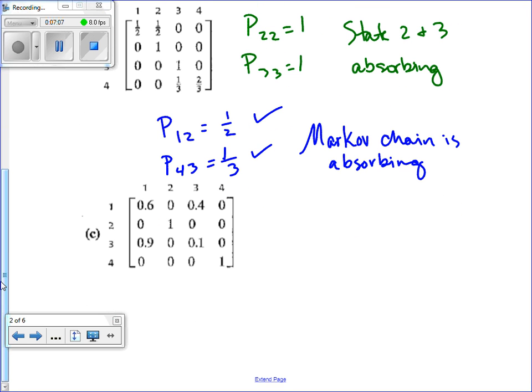Part C, again, we want to identify any of those absorbing states. So 1 to 1 is 0.6, that's non-absorbing. 2 to 2 is 1, so there we have one, state 2. And 3 to 3 is 0.1, so that's not absorbing. And 4 to 4 is 1, so that's also an absorbing state.